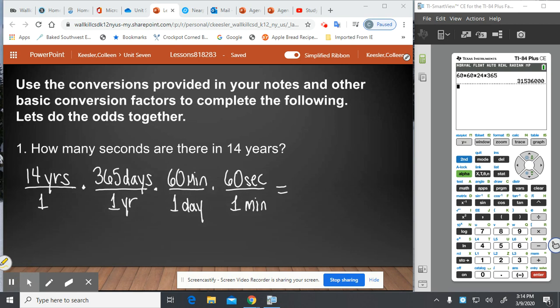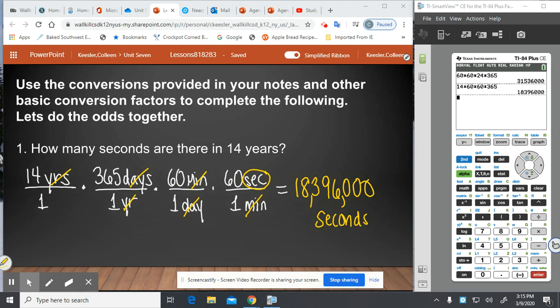So if we take a look at this, notice that years and years are diagonal from each other. So they actually cancel out, as do days and days, minutes and minutes, leaving us with the desired unit, which is seconds. So now we can go across and multiply. If we do 14 times 60 times 60 times 365, we get 18,396,000 seconds in 14 years.